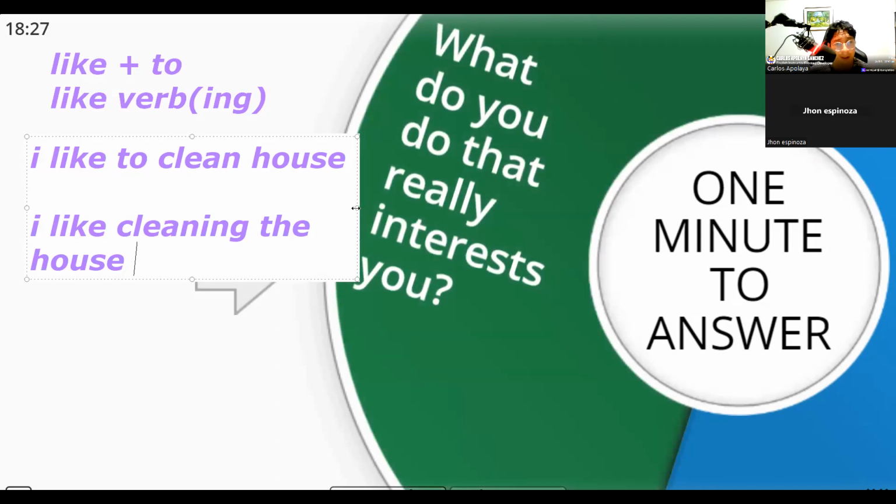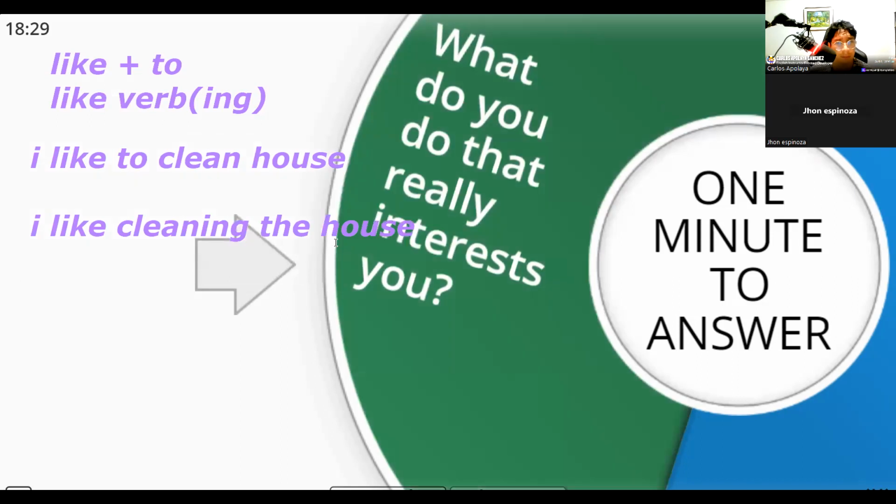In Spanish, to make it clear, you get it? Según lo que entendí es que lo dices de la segunda manera cuando lo haces, pero te gusta cuando lo haces necesariamente. ¿Algo así? Yes, but do you do it every day? When I say I like cleaning the house, I don't do that every day. I do it whenever I can, right?